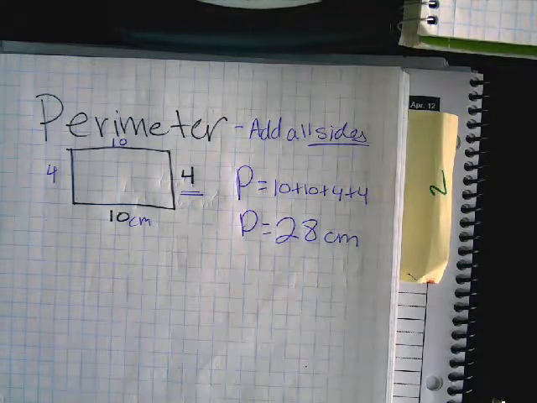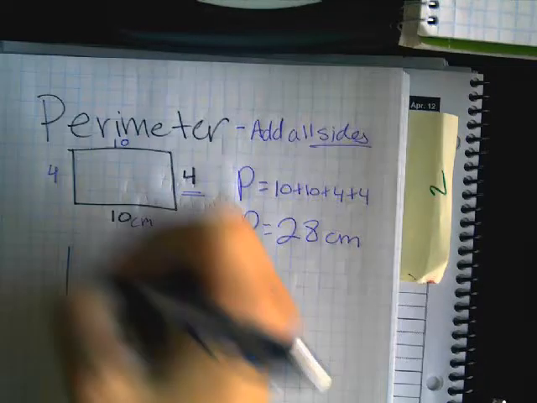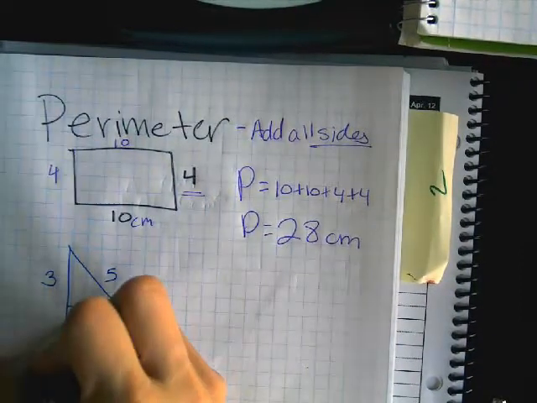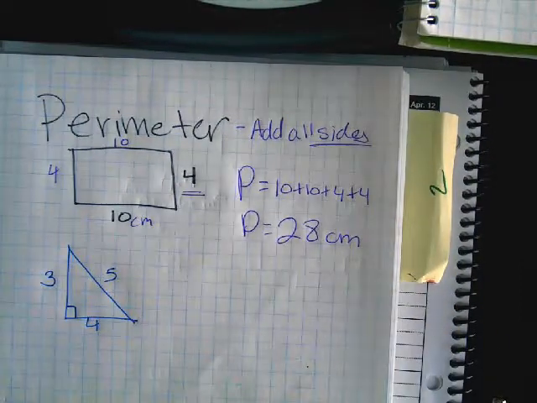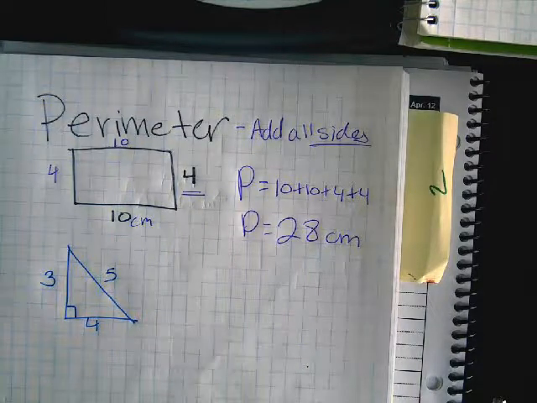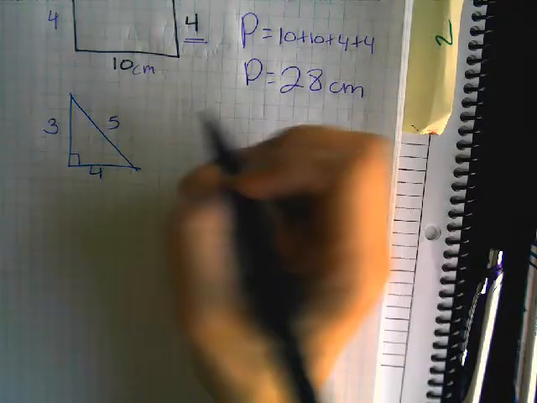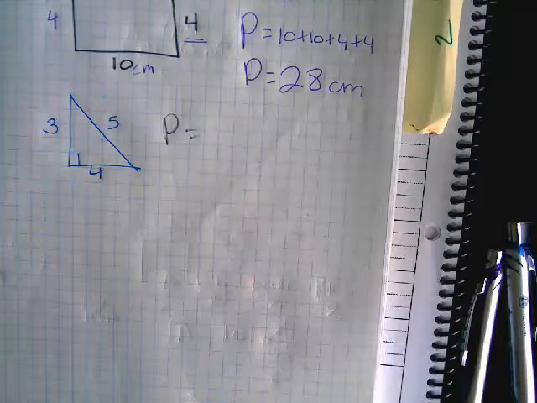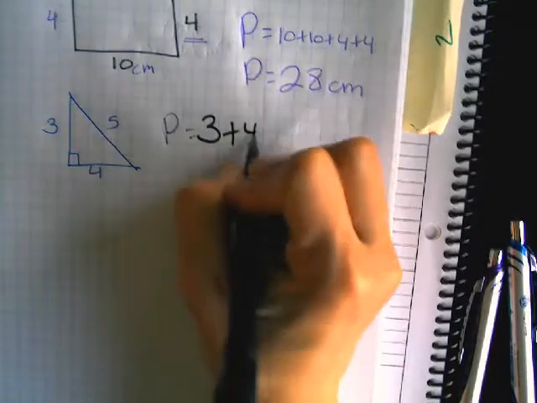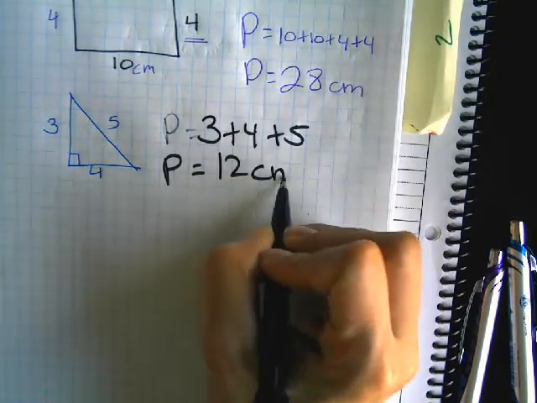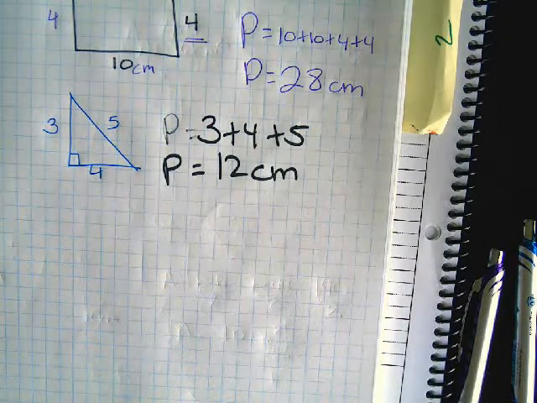Triangle. You add up 3 sides instead of 4 sides, right? So, perimeter equals 3 plus 4 plus 5. What does the perimeter equal to? 12 plus 8 centimeters. What would the area be?